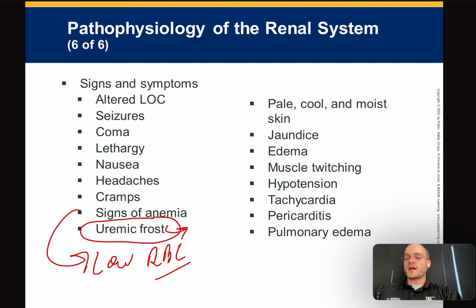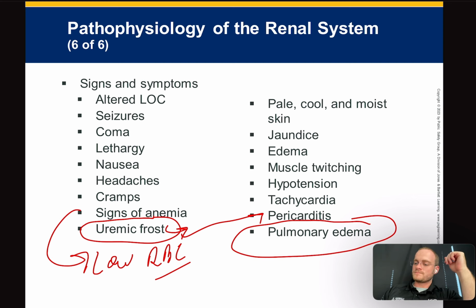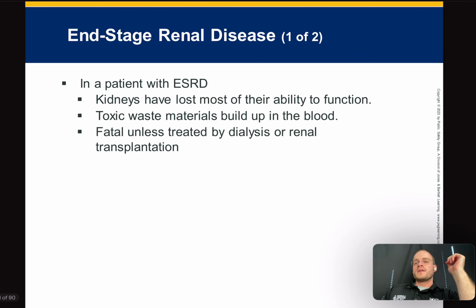This can also lead to pericarditis, which they say here. So pale, cool, and moist skin. Jaundice, remember jaundice? That's yellowing of the skin. Edema, right? Muscle twitching. This is a potassium issue usually. Hypotension or hypertension, but usually hypotension. Tachycardia. Pericarditis, remember this is inflammation of the lining of the heart, the sac that surrounds the heart. It's relieved when the patient leans forward. And pulmonary edema. What lung sound does pulmonary edema make? Crackles or rales. Sounds like they're breathing underwater because they are.